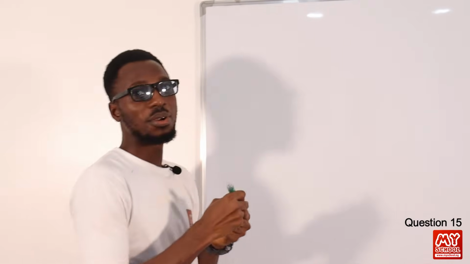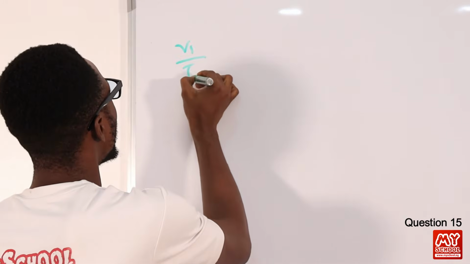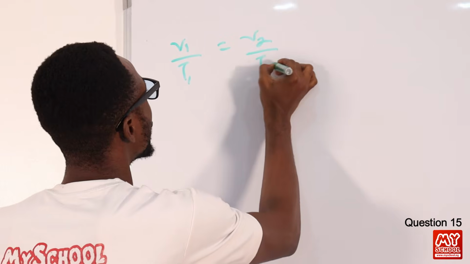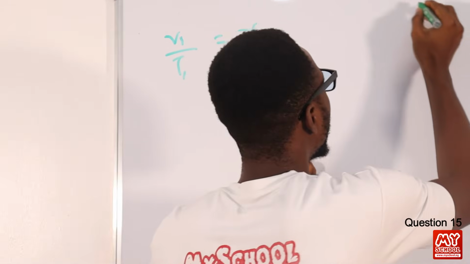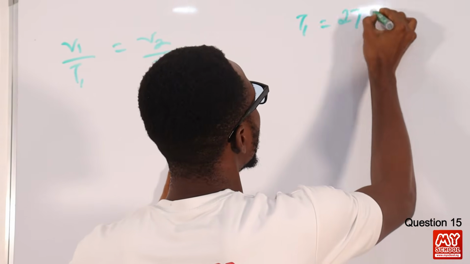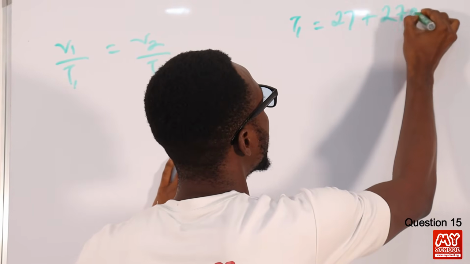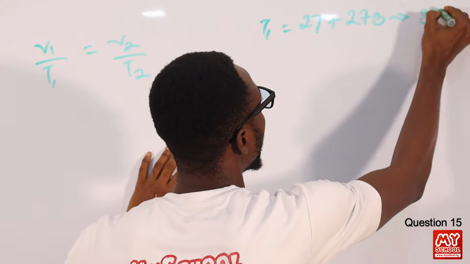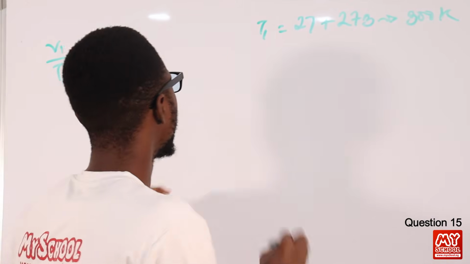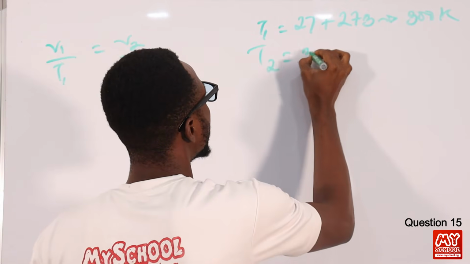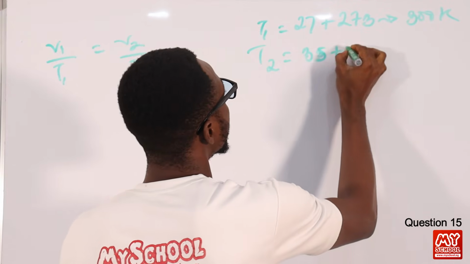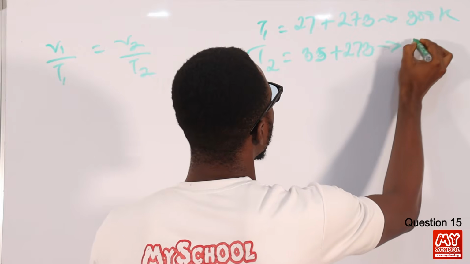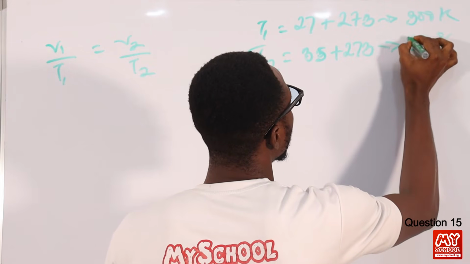Let's do this together. Recall for Charles' law, V1 over T1 equals V2 over T2. Recall that your temperature should be in Kelvin. The first temperature we are given is 27. To convert to Kelvin, you add 273, and that gives us 300 Kelvin. The second temperature is 35, plus 273, which gives 308 Kelvin.